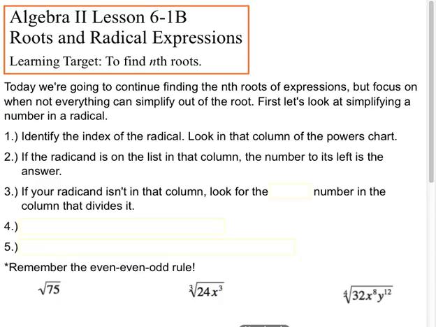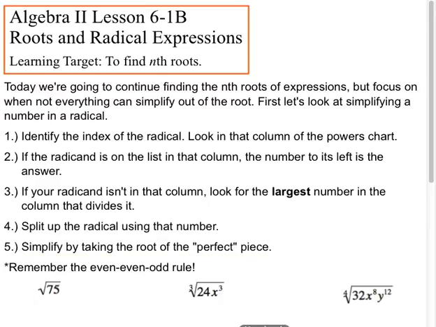Then, if your radicand isn't on that column, look for the largest number in the column that divides it. You saw this in terms of square roots back in Expo and even in our chapters 4 and 5 in Algebra 2. After you do that, you want to split up the radicand using that number, and simplify by taking the root of the perfect piece that you broke out. It probably looks harder than it is when I write it all out in words, but this is a good way for you to go back and reflect, if when you're doing your homework you start getting confused or frustrated, you can look at that step-by-step process.